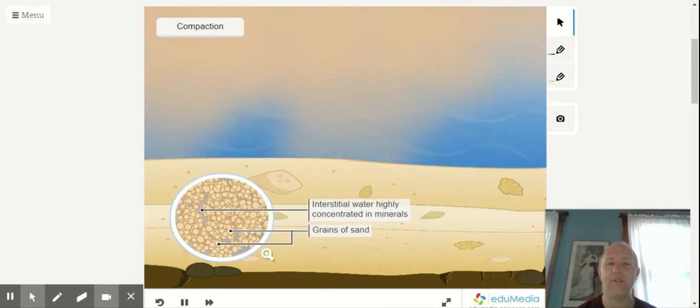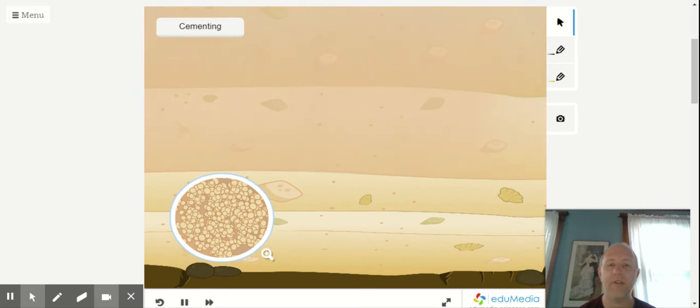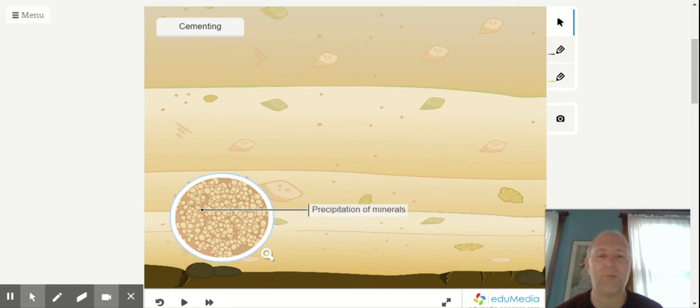And eventually what happens, you get another layer coming down on top, a fourth layer, and it's now going to start cementing. So basically what's going to happen is that the minerals that had been in the water get completely pushed out. The minerals that are in the water have now sort of crystallized themselves through a process that you'll learn about in chemistry class called precipitation.